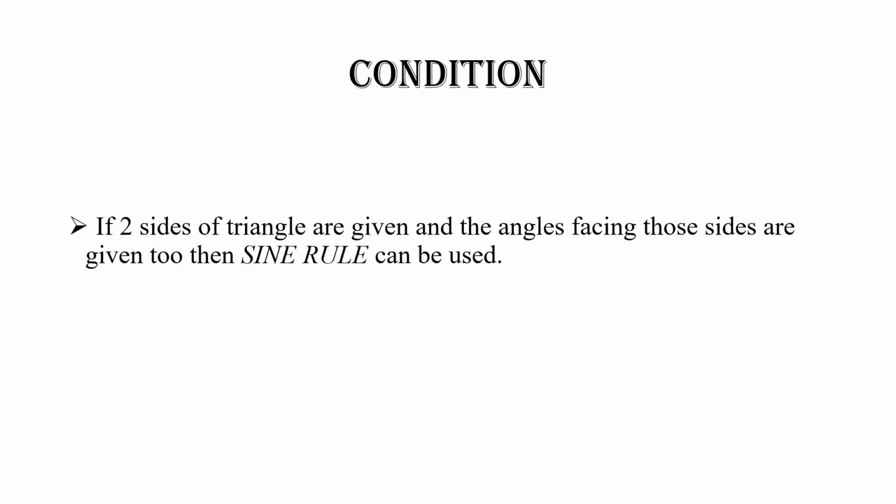Conditions. When it comes to using the sine rule, basically, you need to know the condition. There is basically a condition that must exist, or maybe I should say more than one, but mainly this. If two sides of a triangle are given and an angle facing those sides is given too, then the sine rule can be used. And this kind of complicates it a little. If I show you, it might be a lot easier. In fact, I have an image on the next slide that will show you perfectly.